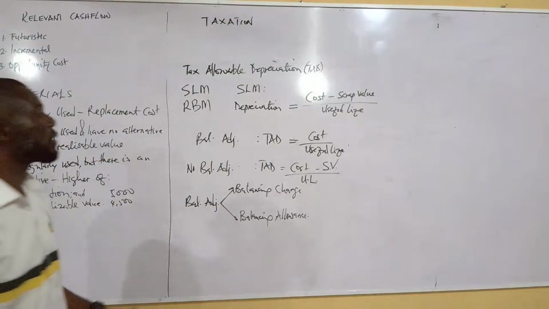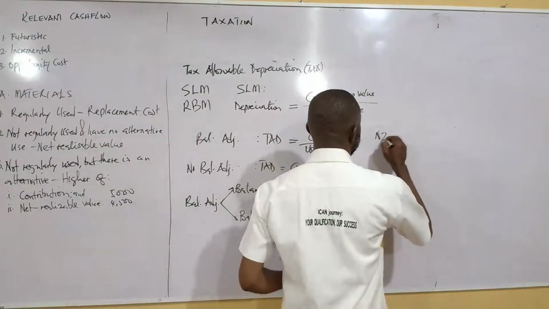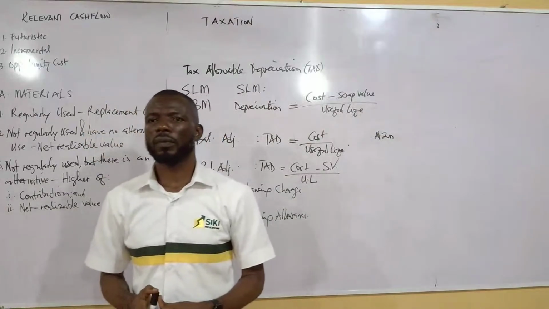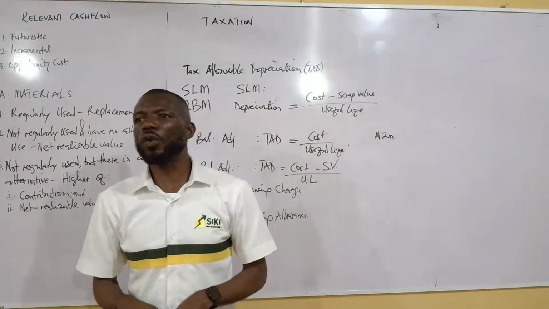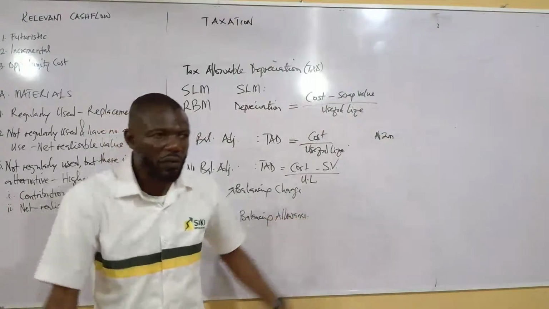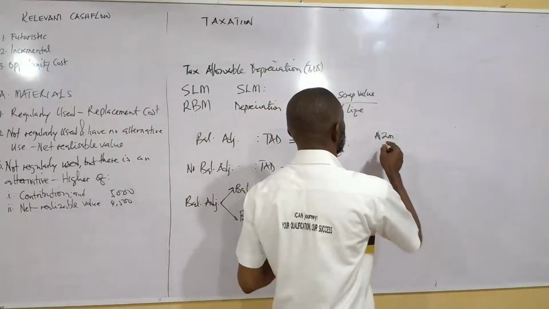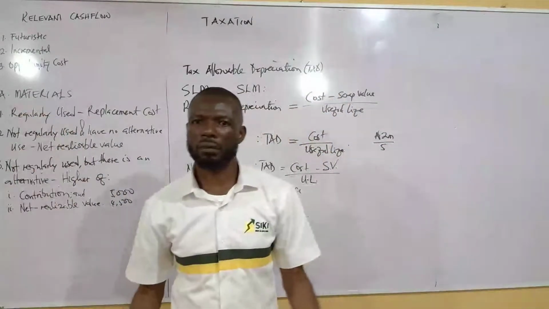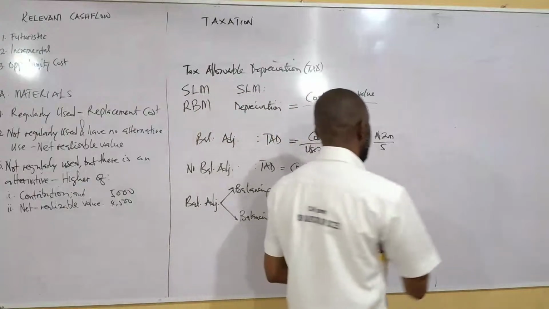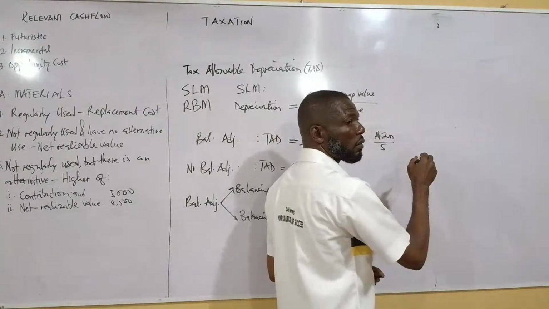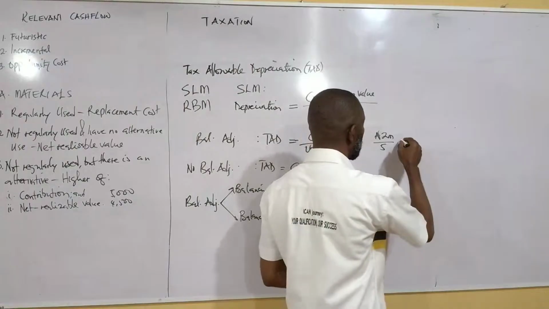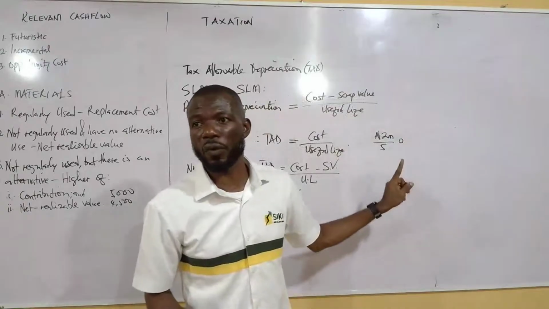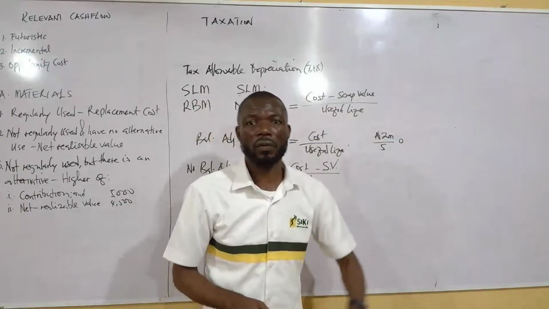Let's say I bought this equipment, a block molding machine, for 2 million naira. Government says fine. And you said you will use it for 5 years. Government says fine. After using it for 5 years, what is the scrap value? 0. Because each year is 400,000, 400,000, 400,000, 400,000.